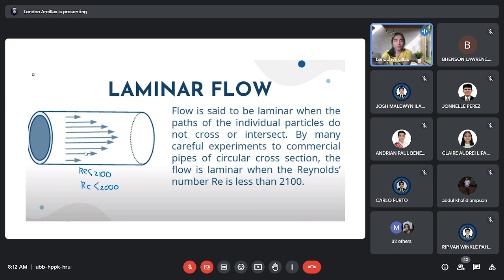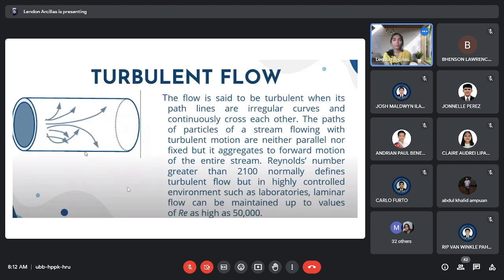We are using 2,100 first. Kasi yung classification niya, may laminar flow, may steady flow, at may turbulent flow. And I am discussing two lang, yung laminar tsaka turbulent. Next is yung turbulent flow. Turbulent flow is said to be turbulent if the path lines of the fluid passing through a pipe are irregular. So yung kanyang flow is messy o hindi direct. Meaning kung sa bahay, malakas yung tulo natin.